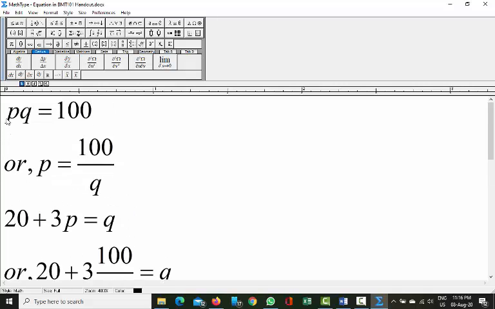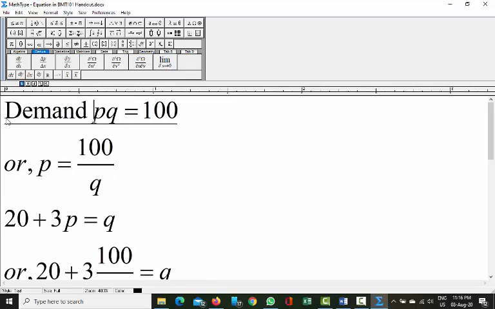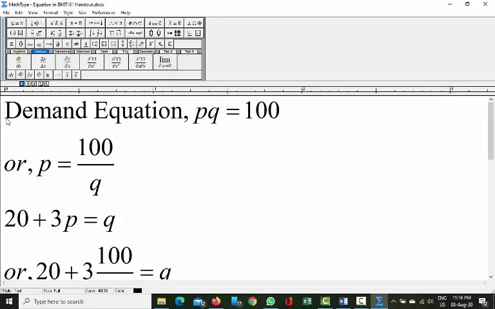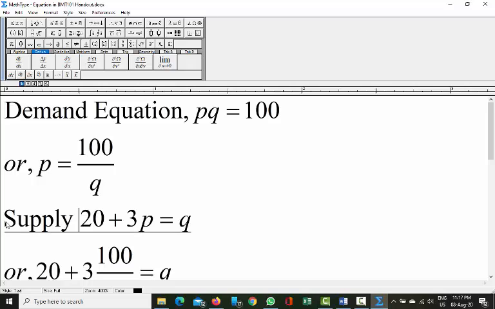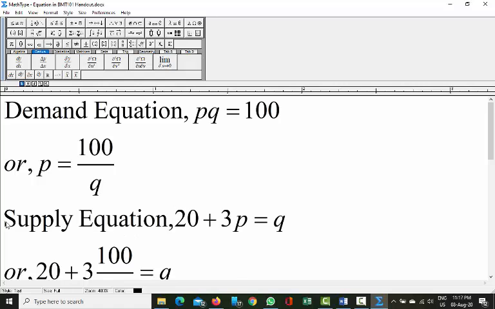This is the demand equation: PQ is equal to 100, so P is equal to 100 divided by Q. And this is the supply equation.